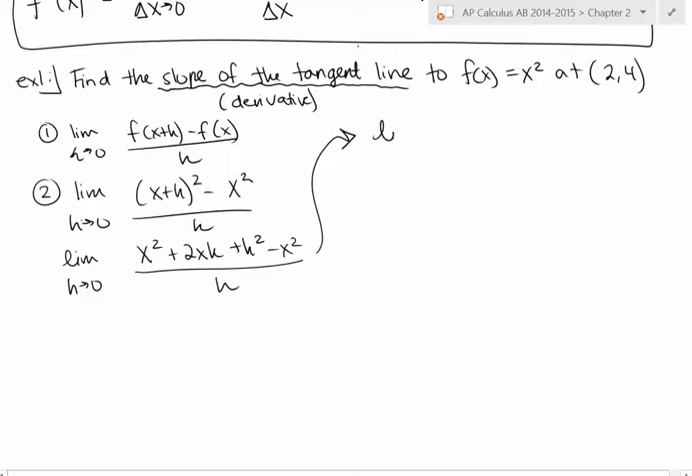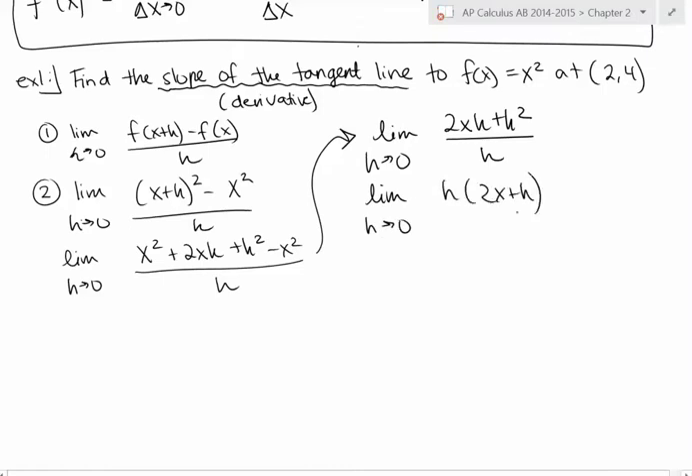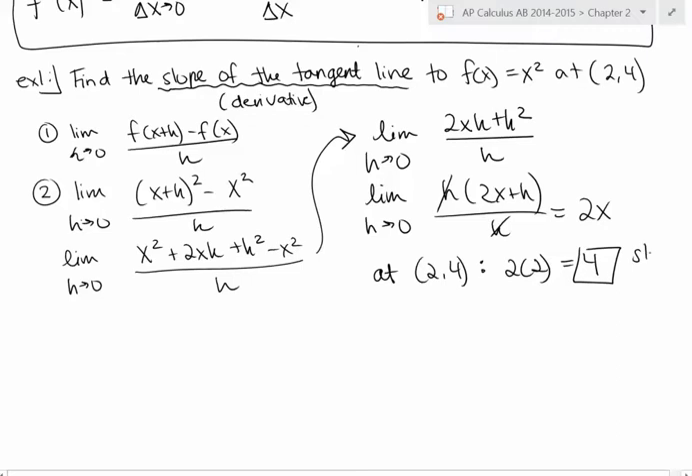I'm going to keep working through this. You know how to do this. This is what we practiced in our last chapter. X squareds get canceled out, so I have 2xh plus h squared all over h. And I'm going to factor out an h. At this point I can now plug and chug, so it's just going to equal 2x. And I wanted to evaluate it at 2, 4, so I'm going to use the x value, so it looks like my slope is 4.